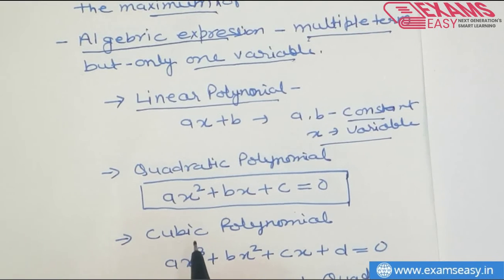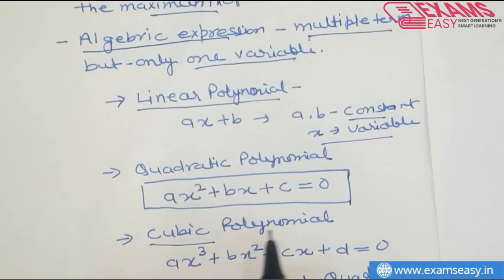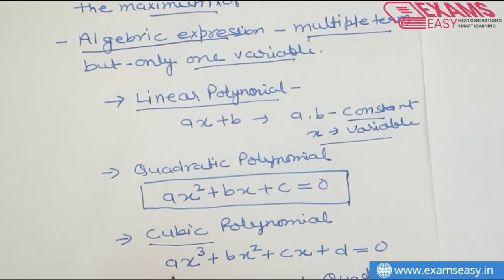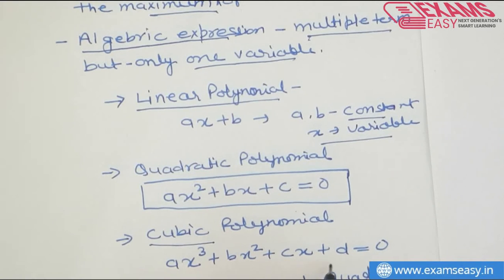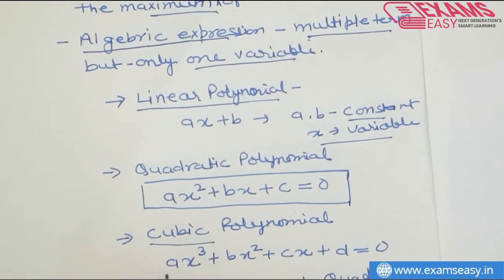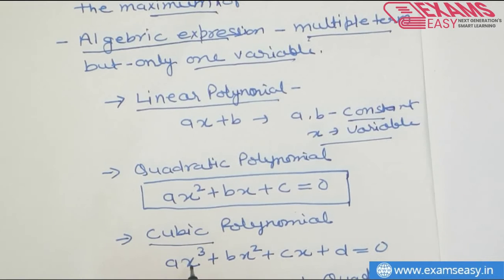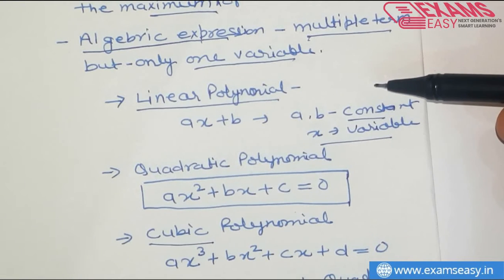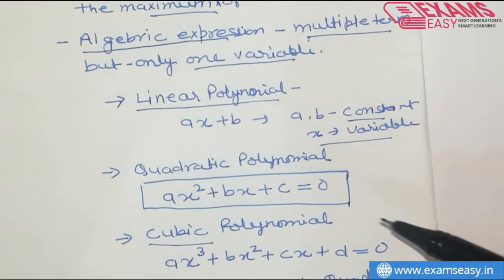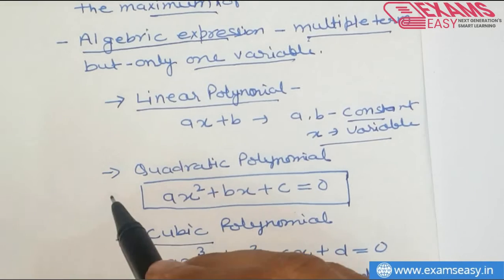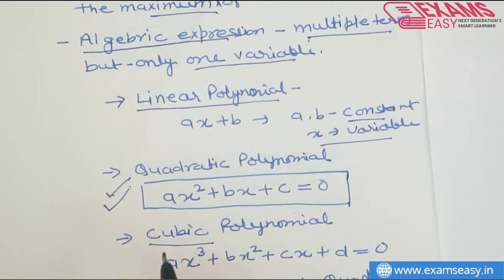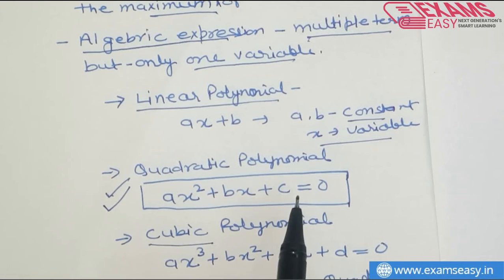Now we have another polynomial which is the cubic polynomial and its generalized form is ax cube plus bx square plus cx plus d equals to 0, where a, b, c, d are the constants and x is the variable. In cubic polynomial, the maximum power of variable, that is x, is 3. So we have seen many kinds of polynomials, and in this chapter we will mostly deal with the quadratic equation or the quadratic polynomial, which is characterized by single variable and maximum power of that variable is 2.